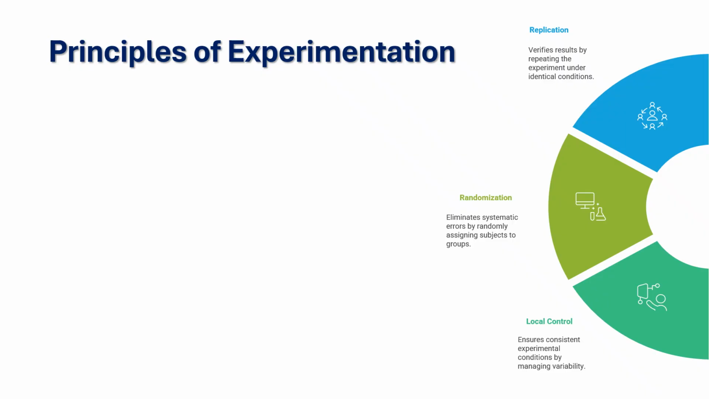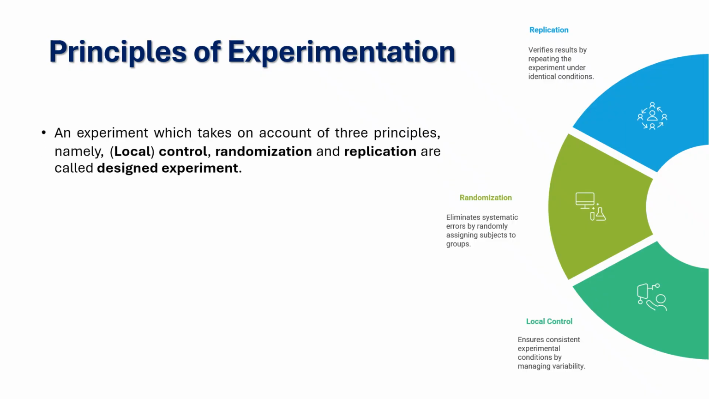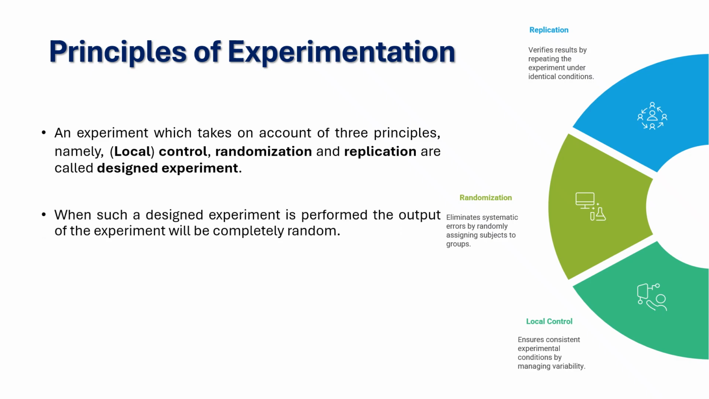Okay, so what are the principles? The main three principles involved in any design are control, randomization and replications. Okay, if those three are present in the process, you can say that you are doing a very good controlled experiment. So control or local control also is the term used generally for that.